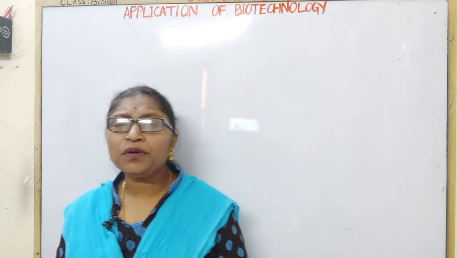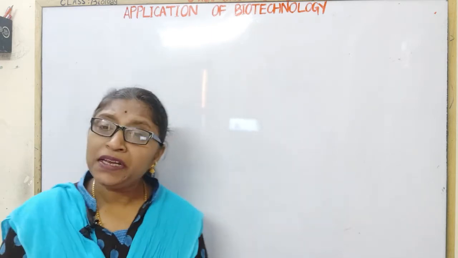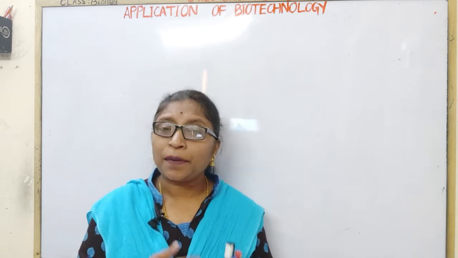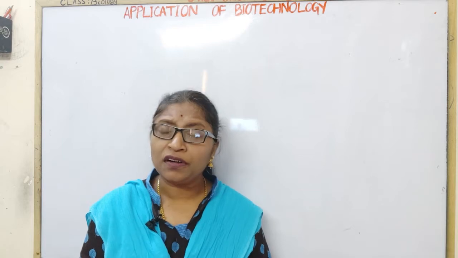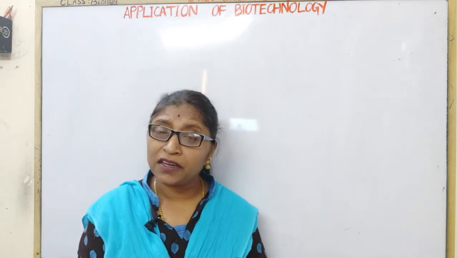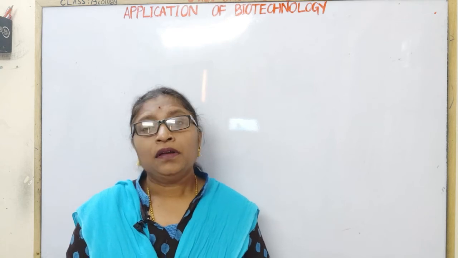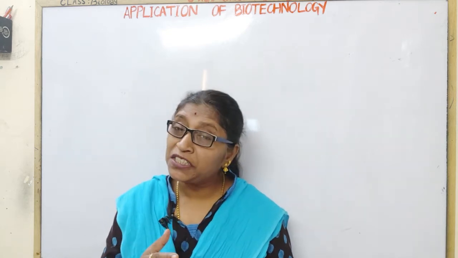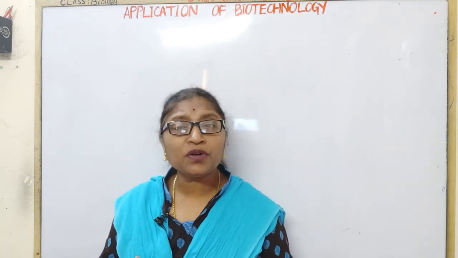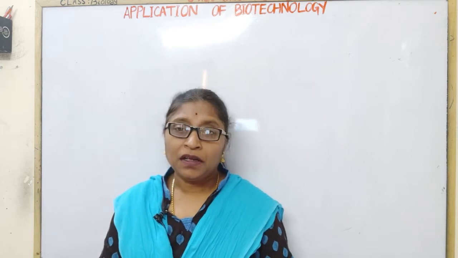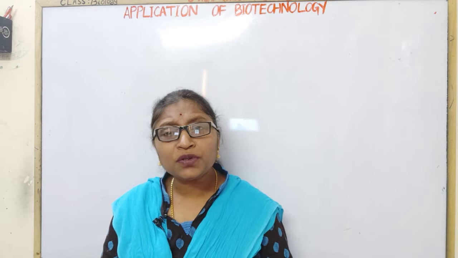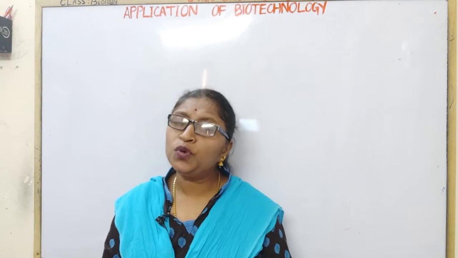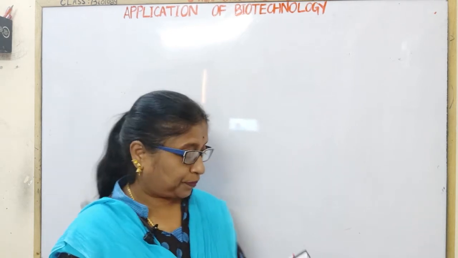And this biotechnology is used mainly for the production of food and health. So we can say the application is in agriculture and health. On the basis of the use of biotechnology, it can be of 4 types. It can be red biotechnology, green biotechnology, white or gray biotechnology, and blue biotechnology.